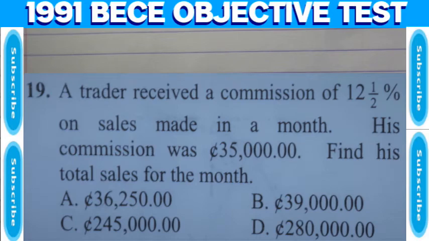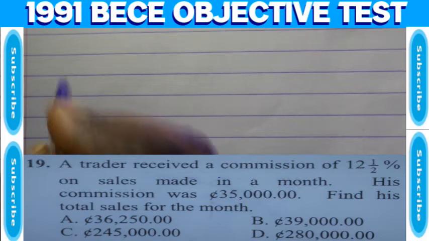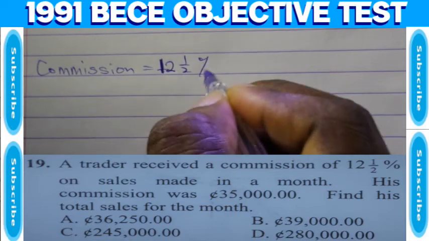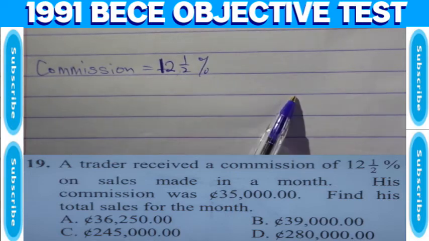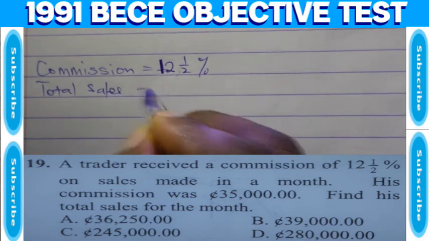So with question 19, this is what we have. Moving on to question 19: A trader received a commission of 12.5% on sales made in a month. His commission was 35,000 cedis. Find his total sales for the month. So if he receives a commission of 12.5%, let me write it down, the commission. We know the total sales is going to represent 100%. So total sales represent 100%.